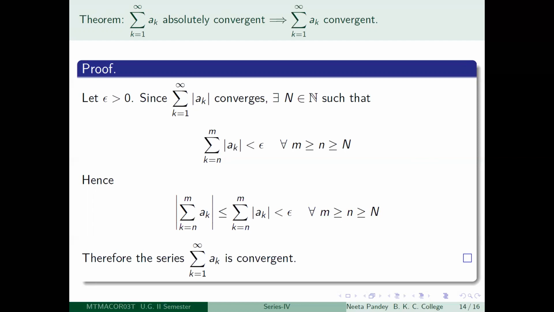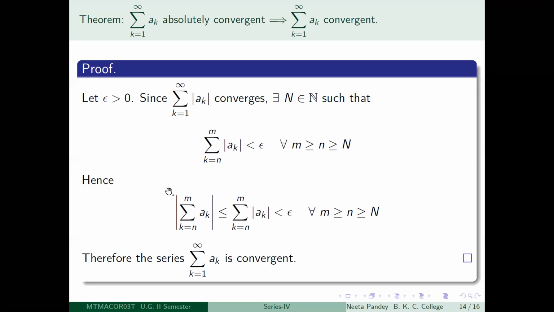So what is the proof of that? Proof is straightforward using Cauchy's criterion. So suppose I take any epsilon greater than 0. We are given that the series summation k equal to 1 to infinity mod ak converges. So therefore, dependent on this epsilon, I will be able to get a positive integer capital N, so that for all little m greater than or equal to n greater than or equal to capital N, summation k equal to n to m mod ak will be less than epsilon. I'm just writing down Cauchy's criterion. I don't have to write mod now because these are all non-negative numbers, right? So this is true by Cauchy's criterion because summation mod ak converges.